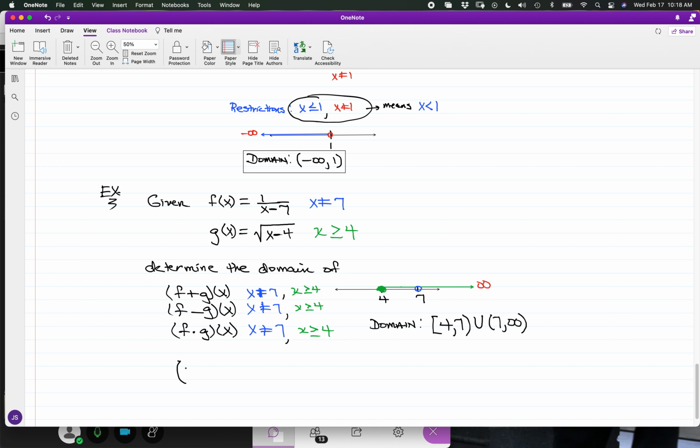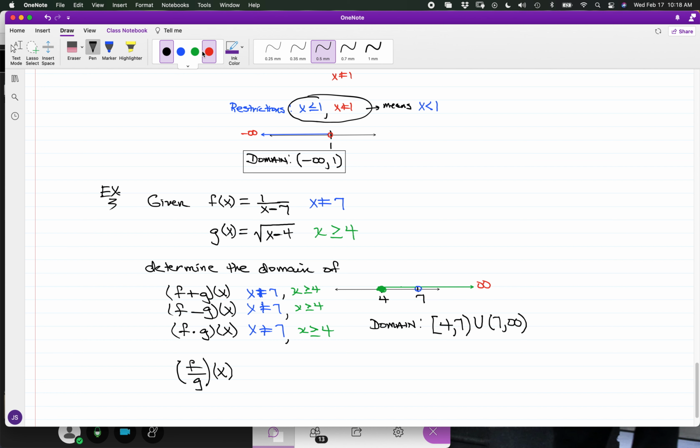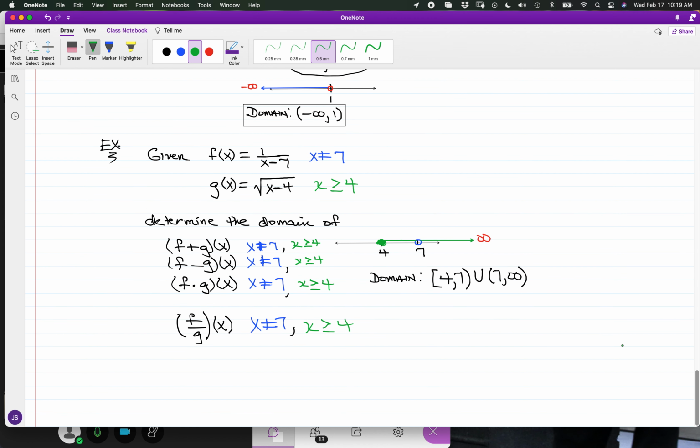And again, if I had f of x over g of x, just looking at the restrictions so far: x cannot be equal to 7, and x is greater than or equal to 4. These are the restrictions so far, just combining the restrictions for f of x and g of x. But again, looking at how things are going to play out, we can still have a different domain with the quotient function.